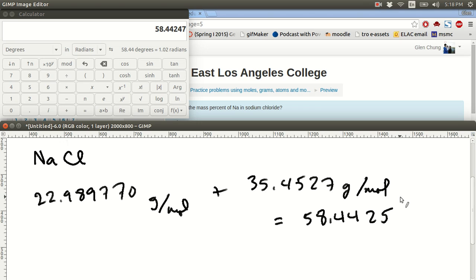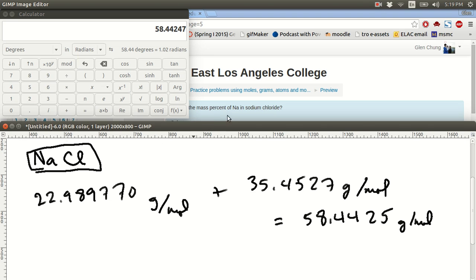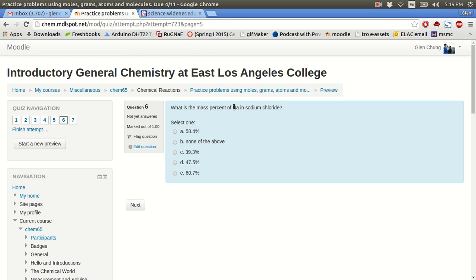Remember, in addition and subtraction, your answer can only have the number of decimal places that is lowest in both of the numbers that are getting added or subtracted. Okay, anyways, that is the mass in grams per mole of this formula, NaCl. Now they're asking for the mass percent of just the sodium there.